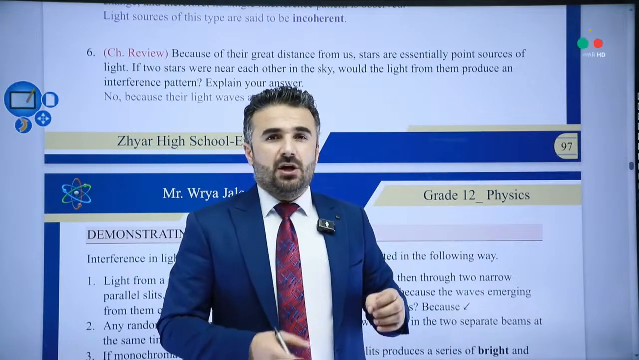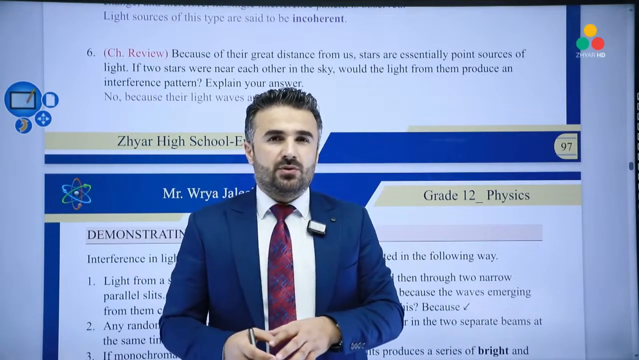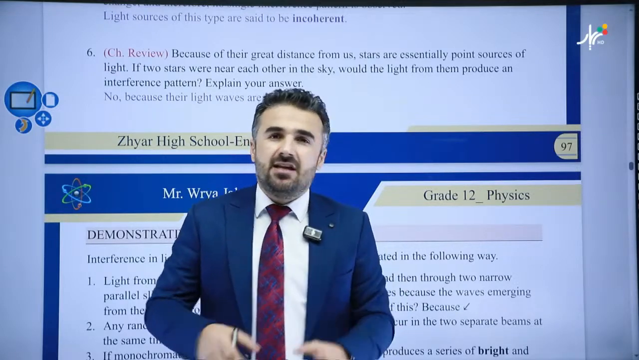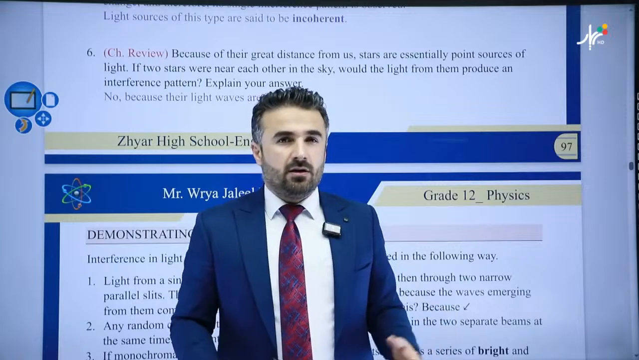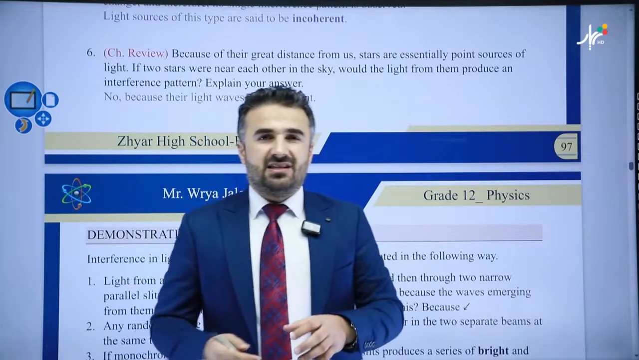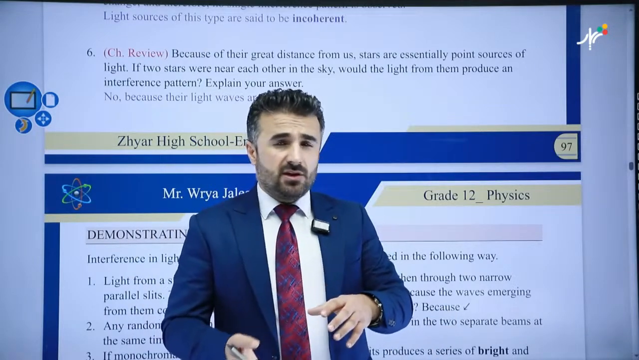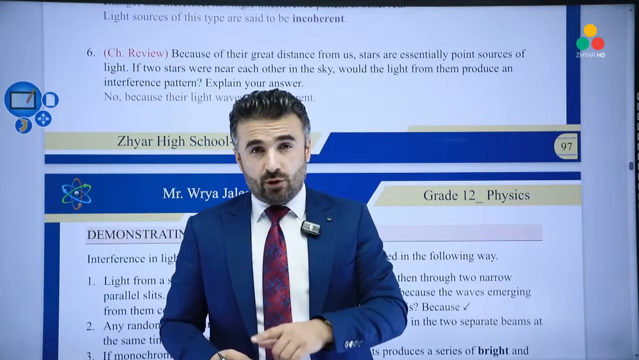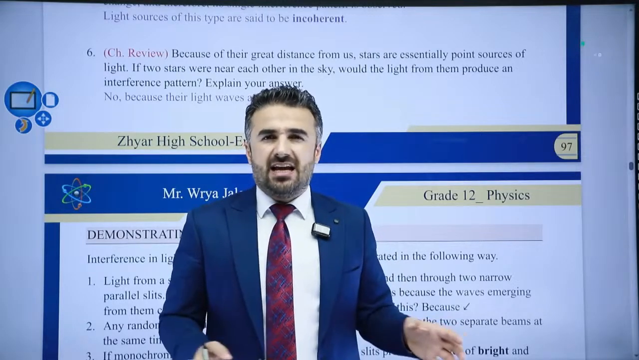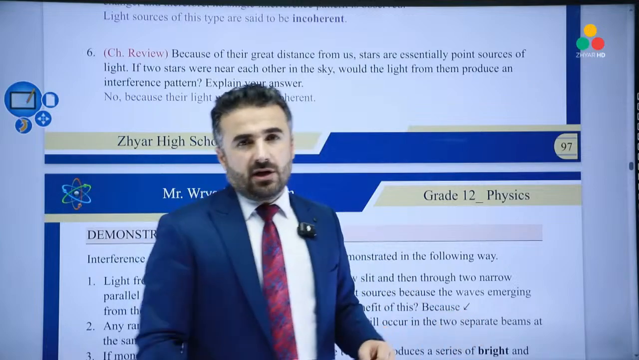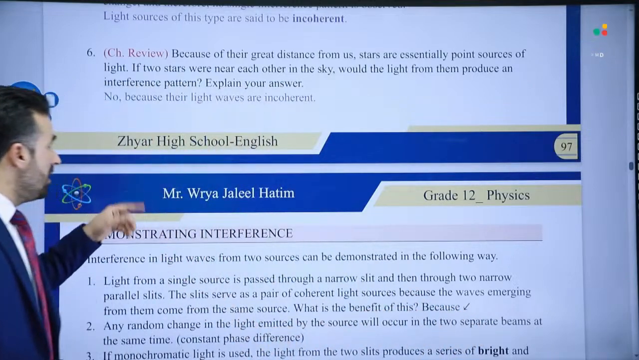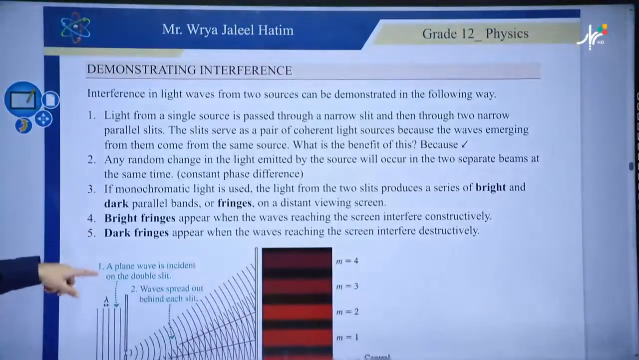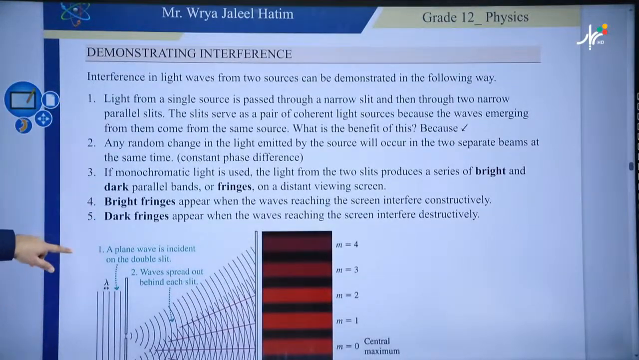Why? Because these two sources will not necessarily maintain the same phase difference. And if they don't maintain the same phase difference, then clearly there will not be a stable constructive or destructive interference. So we'll just say it will not be observed, to make it short for you. So the answer is no, because the light waves are incoherent, even if they have the same color, by the way.